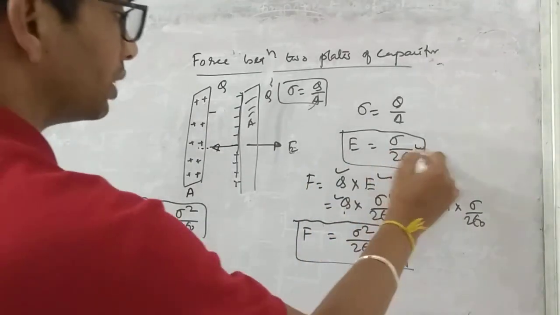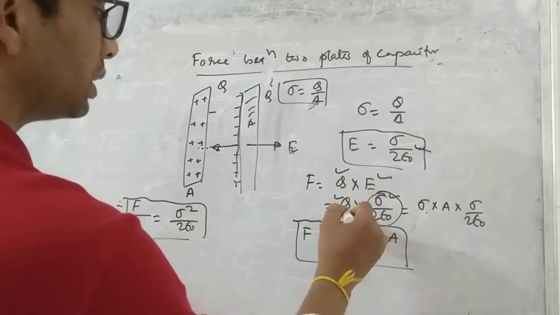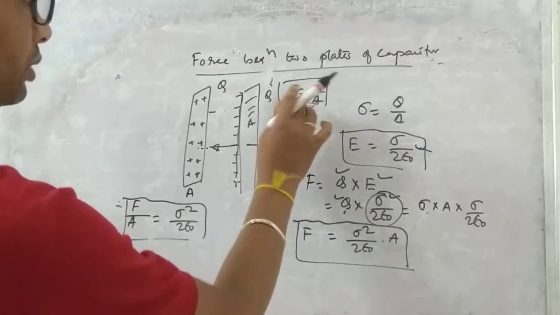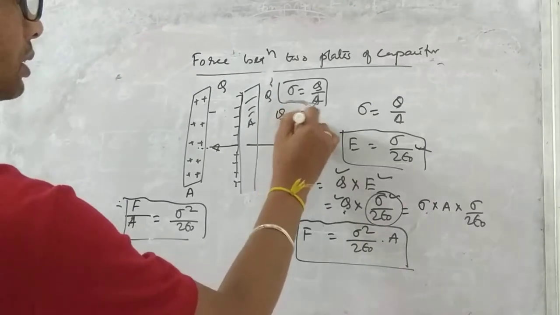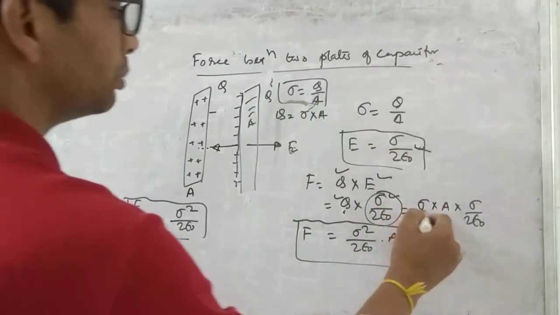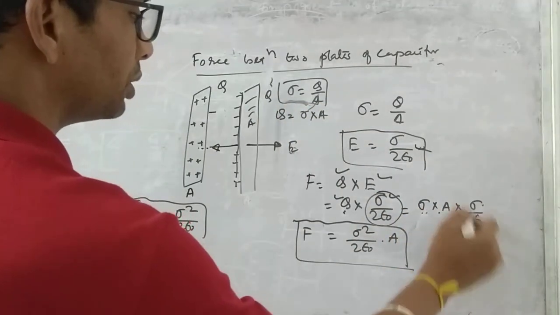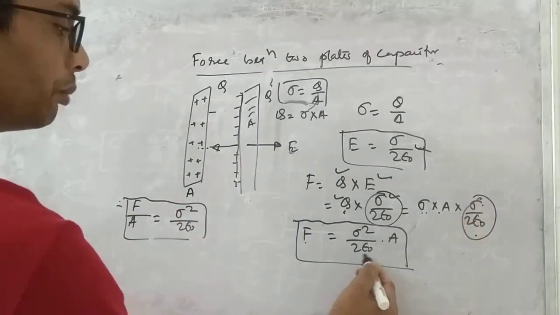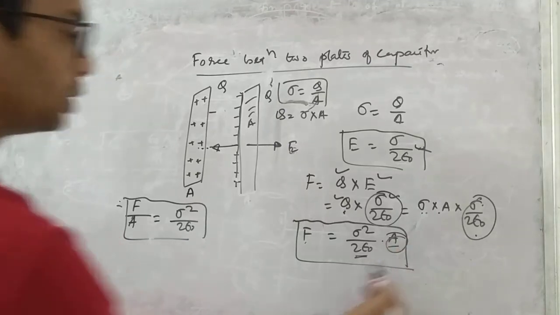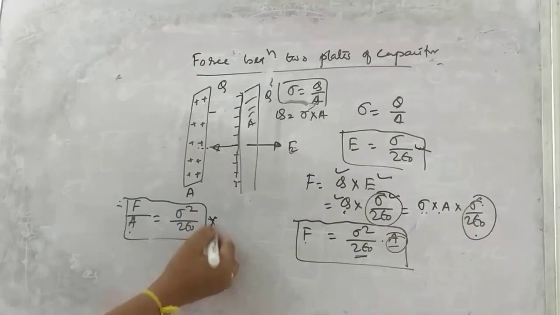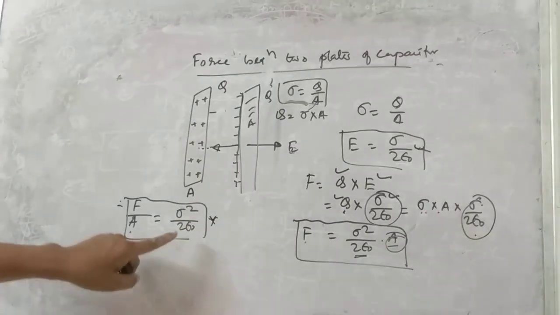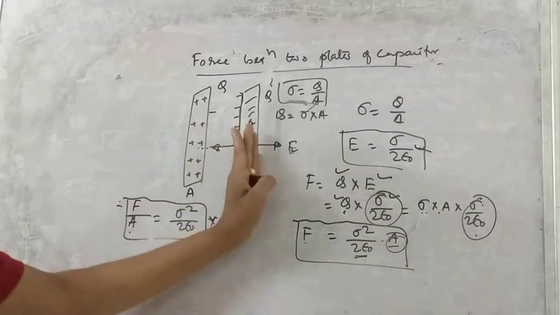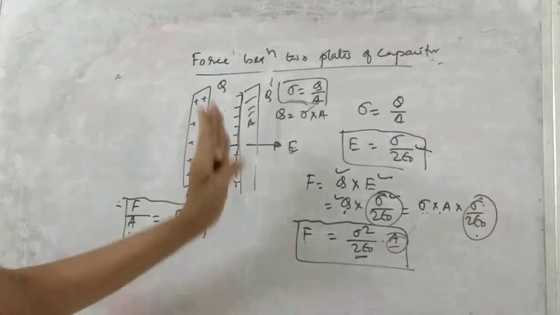Putting the value of the electric field, this is E. What is the charge? Charge is nothing but sigma into A. So sigma into A into sigma by 2 epsilon naught. Calculating the value, F is equal to sigma square by 2 epsilon naught into A. So the force per unit area is sigma square by 2 epsilon naught. This is the force acting on the negative plate.